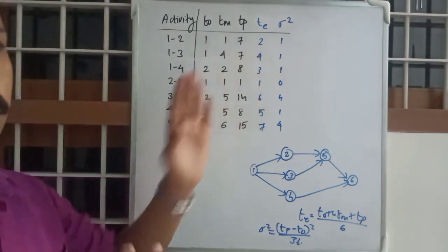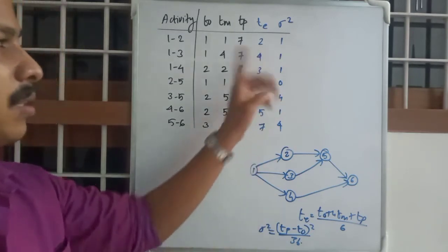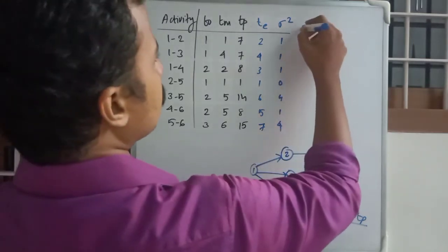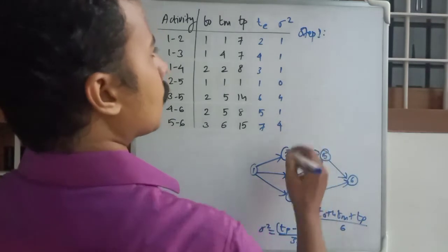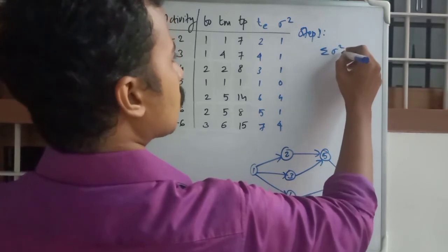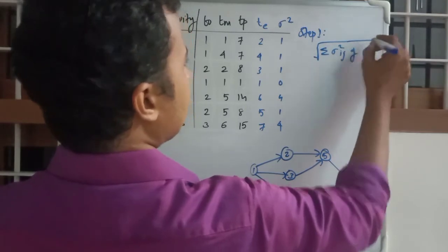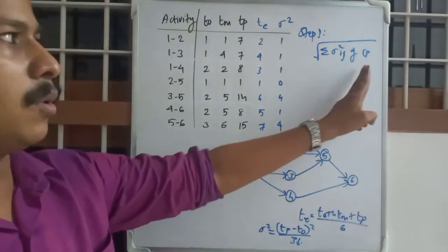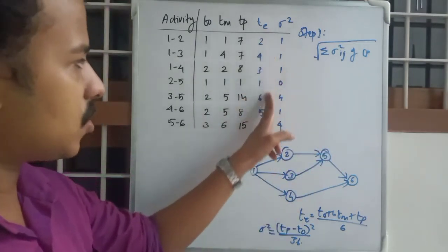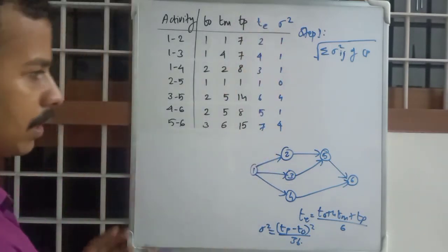We calculated sigma square because we need to find the sum of the critical path activities' variances as step 1. Okay, so step 1, sigma square ij of critical path values. So you need to find out which one is the critical path, right? For that we can just calculate from the TE values which one is the critical path.